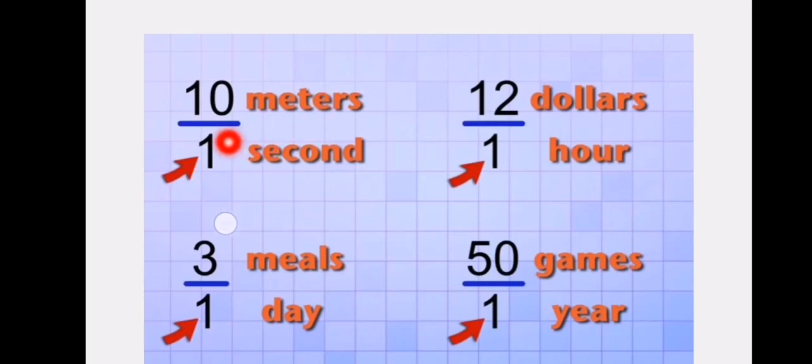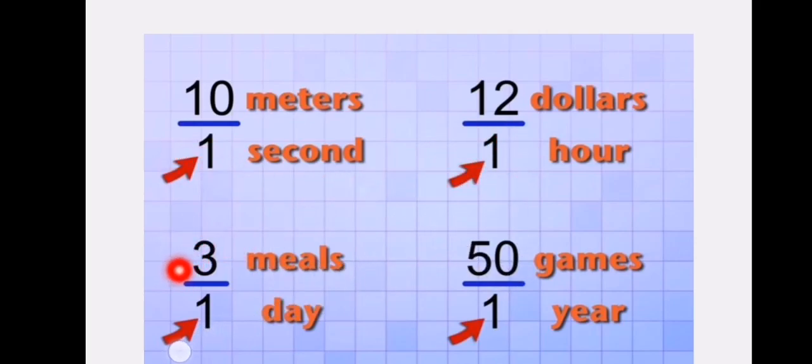Let's watch this. Here I'm comparing 10 to 1. Also I'm comparing 12 to 1, 3 to 1, 50 to 1. Watch the units please. Meters to second, dollars to hours, meals compared to days, number of games compared to year. Here, in each one of them, are the units different or the same? They are different. It means I can call it a rate. Yes, I will call it a rate. But did you notice with me here that always the second number is 1 in my rate?